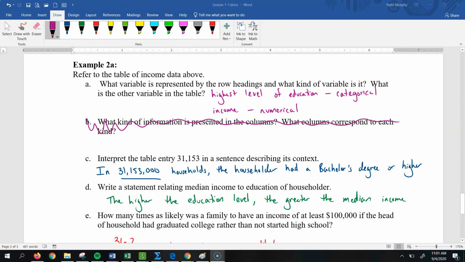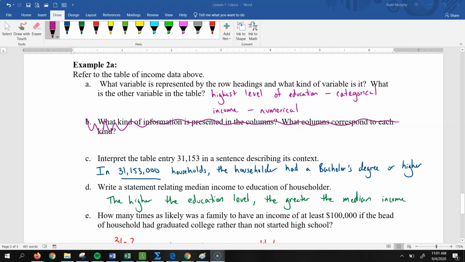So first off, the two variables you're looking at are the highest level of education completed, which would be a categorical variable, and the second variable would be the income. Now you might be looking at the table and thinking there's a lot of different answers. Well, you have to put yourselves in the shoes of the person either writing the questions or responding to them, and how they would have come up with those numbers.